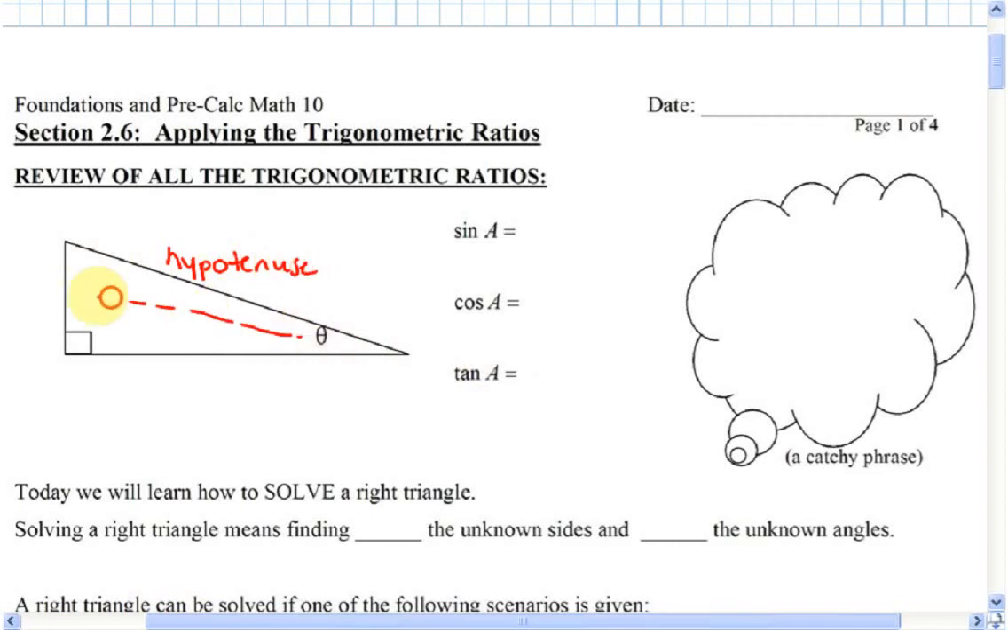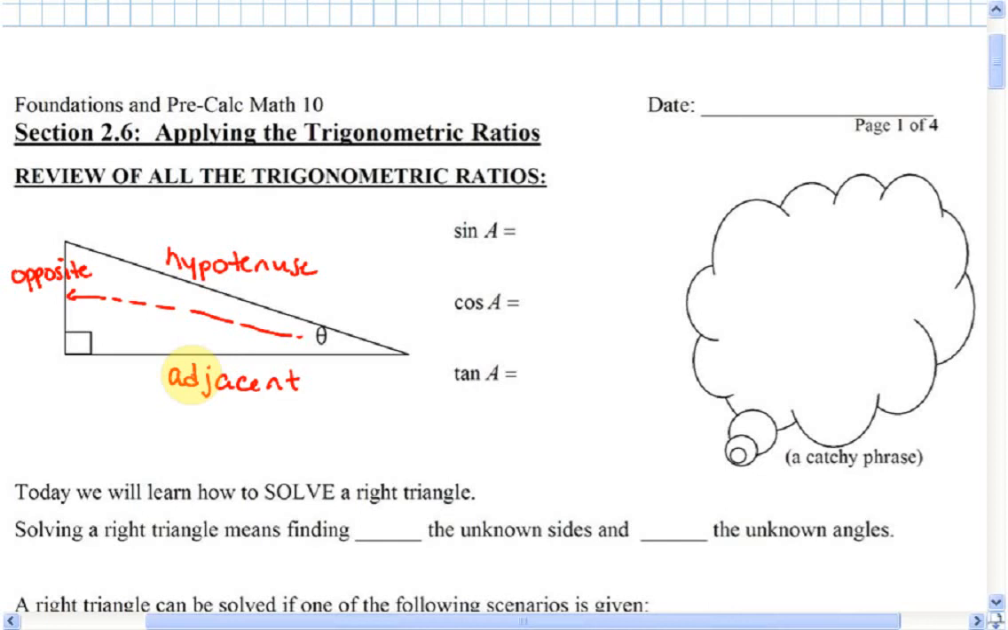The side across from this angle is called the opposite. And then the last side, of course, is the adjacent. Okay? What I'd also like you to do now is see if you can write out the definitions for those three trig ratios. Sine, cosine, and tangent, please.